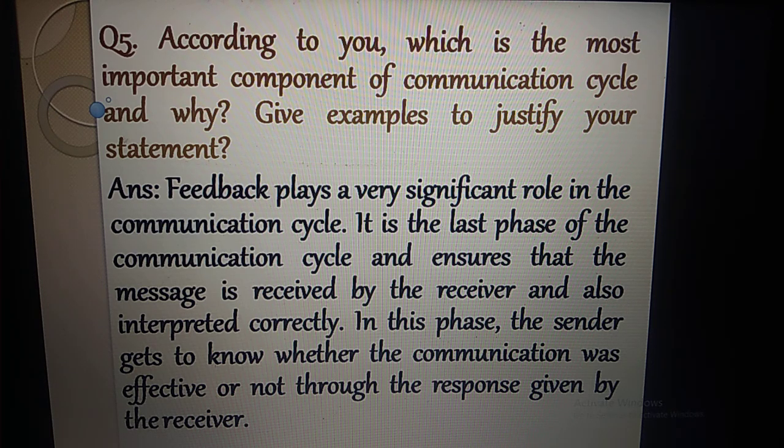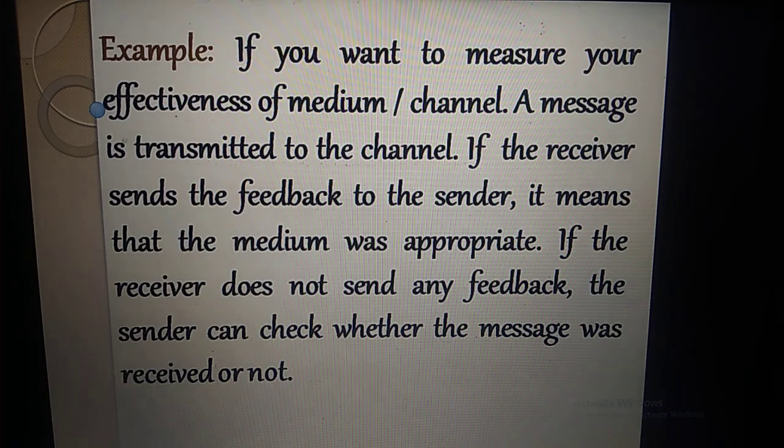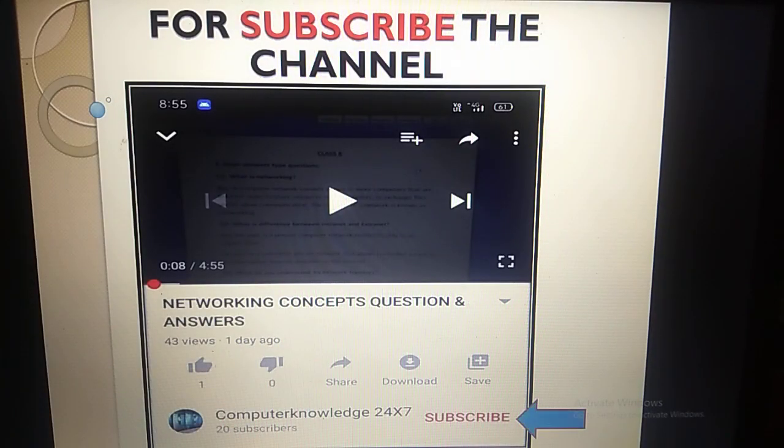You just push the video and write the theory as I have written. The next, in the same question, example. Yes, if you want to measure the effectiveness of a medium or channel, that is one example of feedback. Okay, so this is the total video.